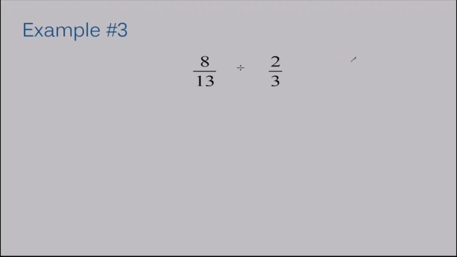Example number 3. We have a division sign. So for this example, we are dividing. We need to remember the rule: keep it, change it, flip it. To help us, I'm going to write those letters, the initials to each of those words, K, C, F, right above each part of our problem. I'm going to keep my first number the same.